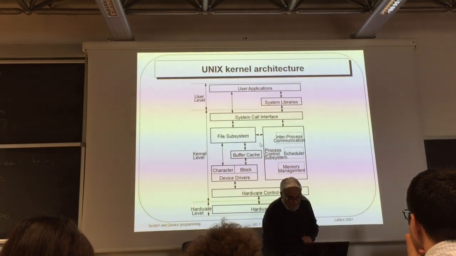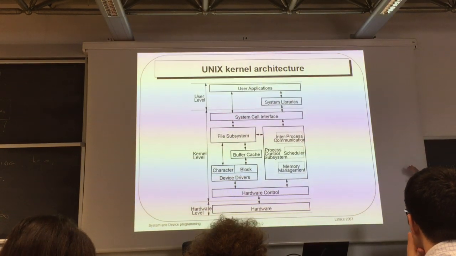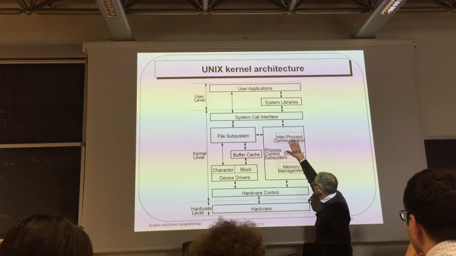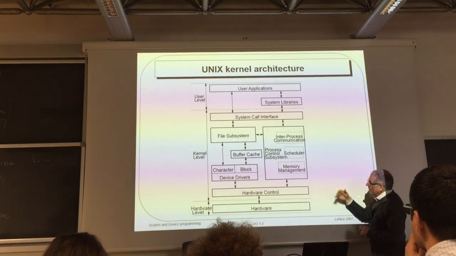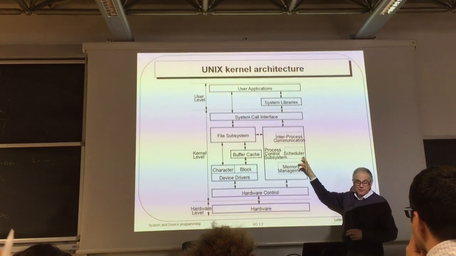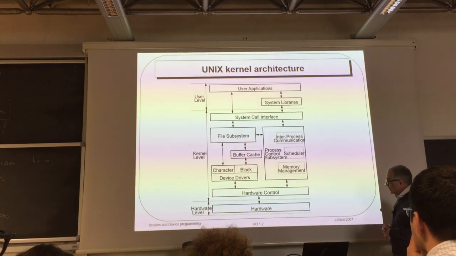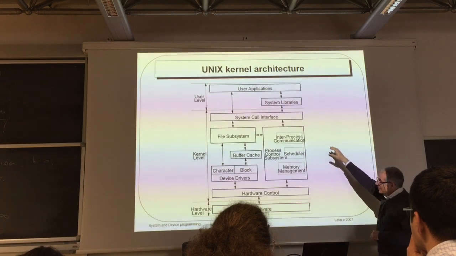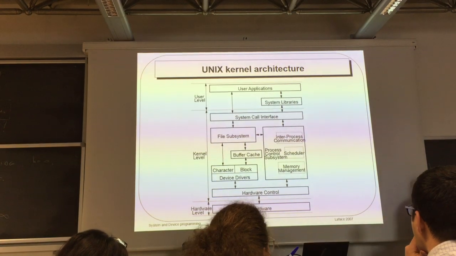Now, everything for the user goes through the system call interface, and the Unix kernel architecture has two big blocks. One is the process control subsystem, where you have memory management, memory map for example, inter-process communication and scheduling of the threads of the processes. As a matter of fact, memory management is seen through the file subsystem, but let us today concentrate on the left part of this architecture.